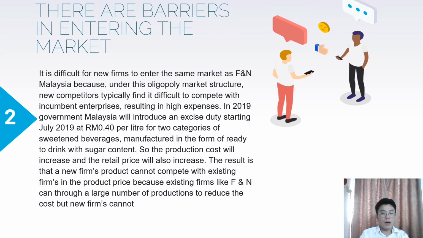The second is that there are barriers to entering the market. It is difficult for a new firm to enter the same market as F&N Malaysia because under this oligopoly market structure, new competitors typically find it difficult to compete with the incumbent enterprises, resulting in high expenses. In 2019, the Malaysian government introduced an excise duty starting July 2019 at 40 cents per liter for two categories of sweetened beverages manufactured in ready-to-drink form with sugar content. So the production cost will increase and the retail price will also increase. The result is that a new firm cannot compete with existing firms on product price, because existing firms like F&N can produce a large number of products to reduce the cost, but new firms cannot.